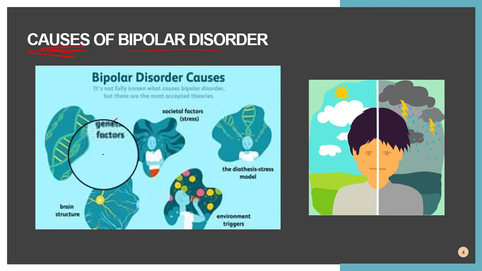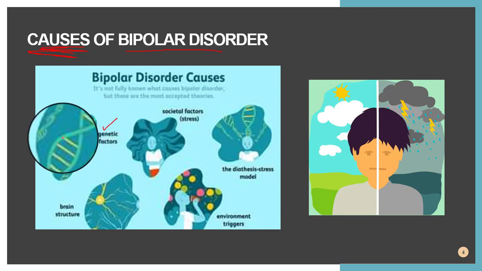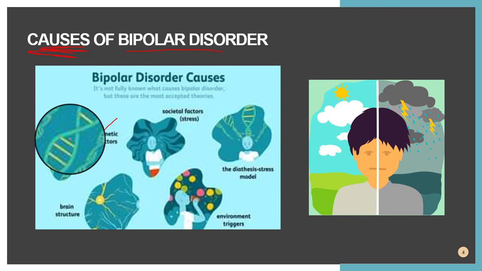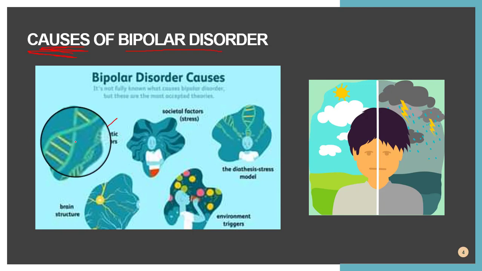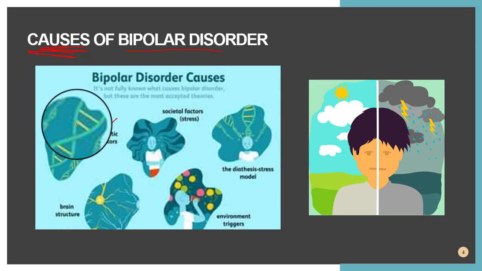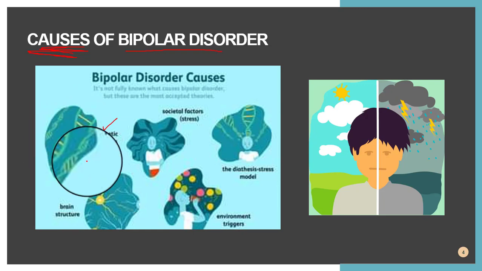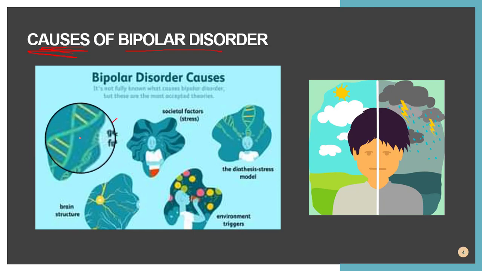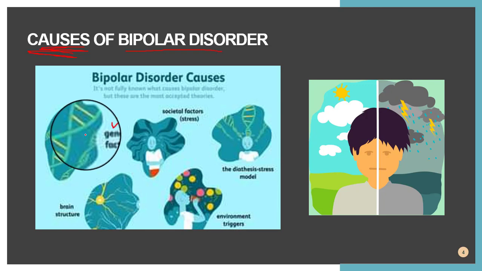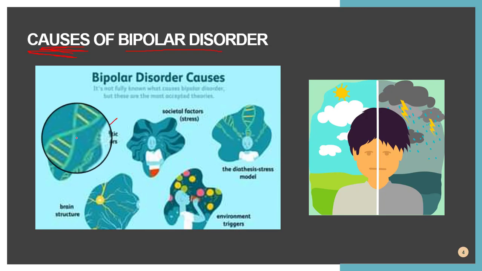Let's talk about how genetics is correlated with bipolar disorder. If your parent or your sibling has bipolar disorder, you are more likely than other people to develop this condition. And it's very important to keep in mind that most people who have bipolar disorder in their family history do not develop it. This is the first cause, that is genetics.